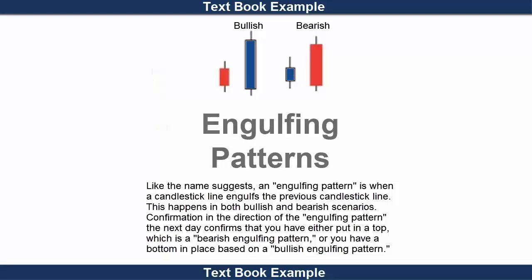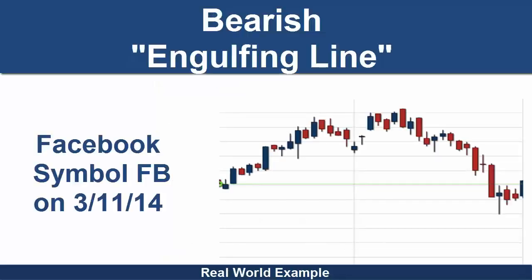Like the name suggests, an engulfing pattern is when a candlestick line engulfs the previous candlestick line. This happens in both bullish and bearish scenarios. Confirmation in the direction of the engulfing pattern the next day confirms that you have either put in a top, which is a bearish engulfing pattern, or you have a bottom in place based on a bullish engulfing pattern. Here's a good example of a bearish engulfing line. It's on Facebook. Can you spot it? Now, a bullish engulfing line would just be the reverse. Let's see if we can spot this one. Congratulations, you found it.